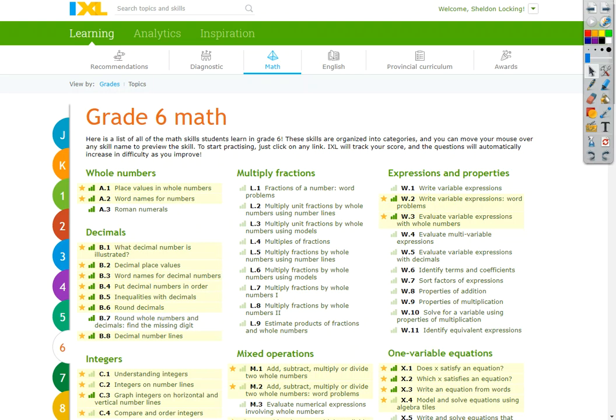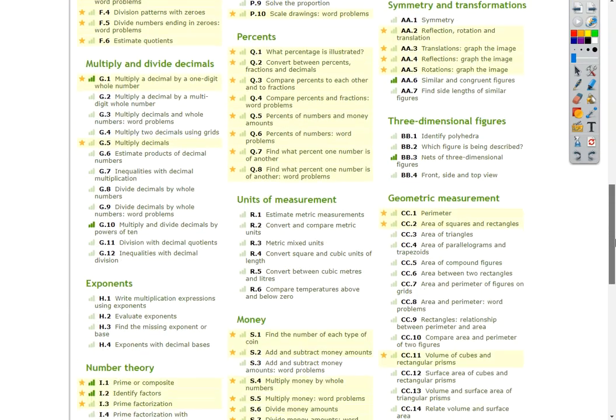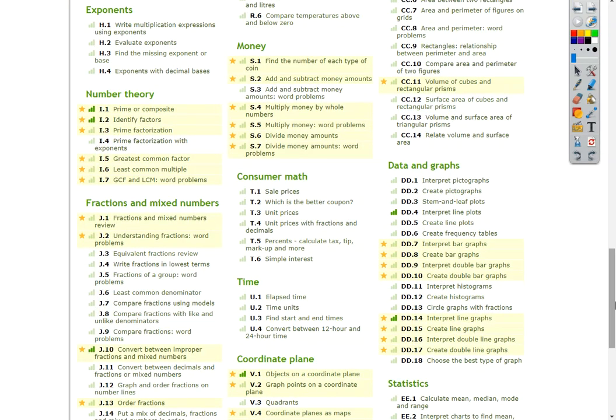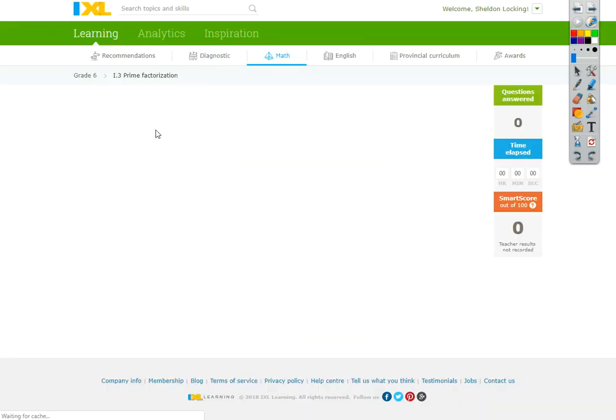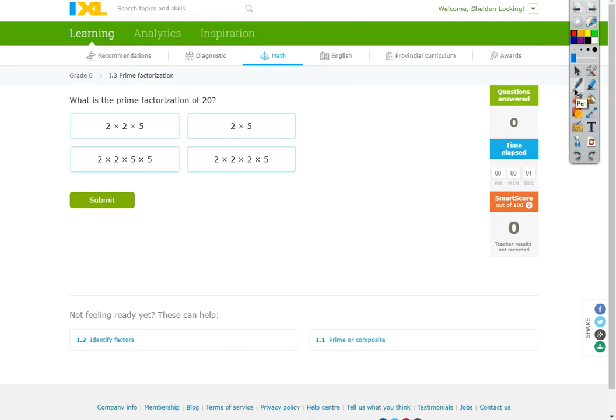Let's do some IXL. We're going to do I1 today. I1, not I1, I3 prime factorization. All right. So, question says, what is the prime factorization of 20? Okay, and I have 4 options.